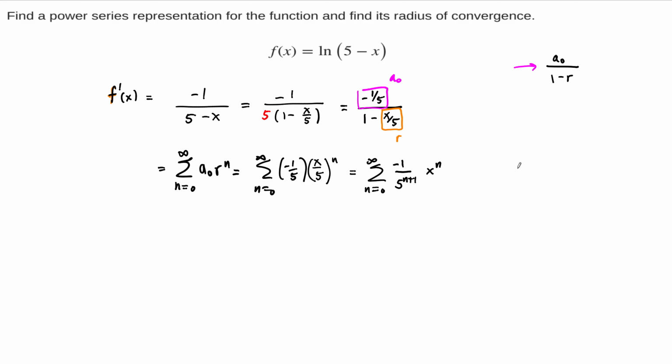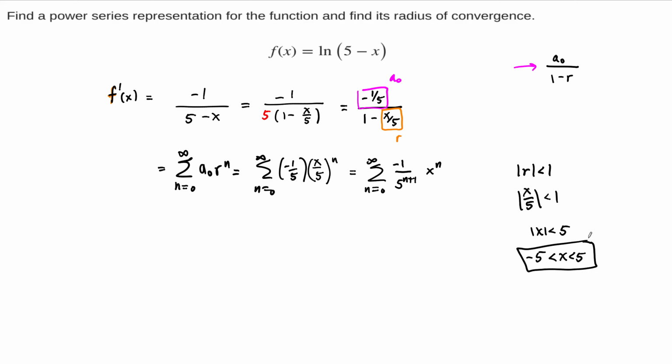By the way, this power series converges on what interval? This converges for the absolute value of r less than 1. Our r, in this case, is x over 5. And so this means that this converges on the interval where x is between negative 5 and 5. So there's the interval of convergence of the power series that we just found.